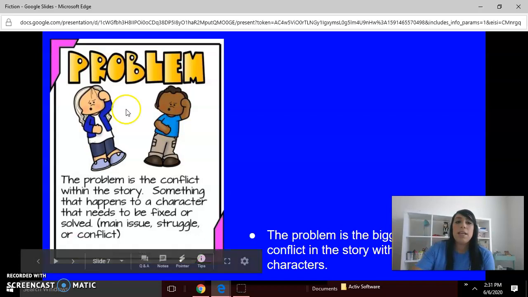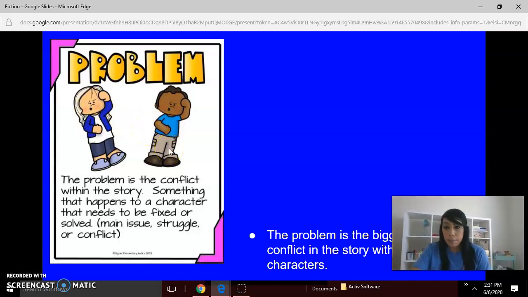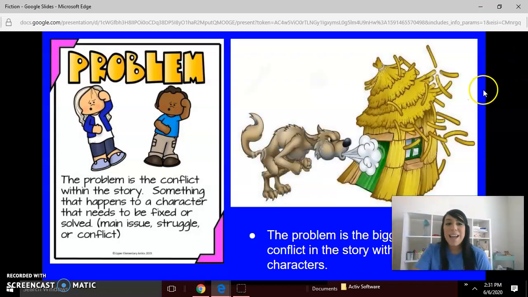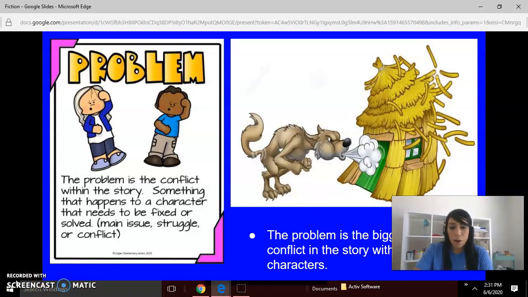So here, as we can tell, these people are having a problem with whatever they were going on with in their story. I want you to think about the Three Little Pigs. What was the main problem? Take a second and think. Yes, the main problem was that the wolf wanted to knock down all of their houses. He, A, managed to knock down the straw, B, went on in and knocked down the wood, and C, he's coming for the one with the bricks. So the problem was that he wanted to knock down their houses.